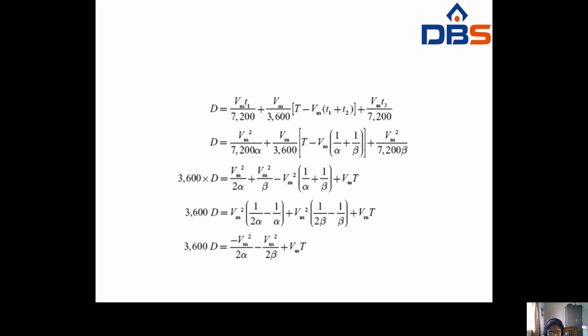So here also Vm square by 2 alpha minus Vm square by alpha. At that time you take Vm square common: 1 by 2 alpha minus 1 by alpha, plus Vm square, taking the beta terms common, 1 by 2 beta minus 1 by beta, plus Vm into t. Here also 2 beta; this was also a mistake. Whenever you take the LCM, you get minus alpha by 2 alpha square. So it becomes minus Vm square by 2 alpha, minus Vm square by 2 beta, plus Vm into t.